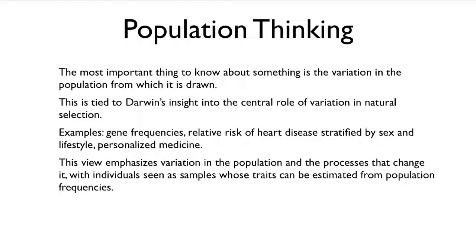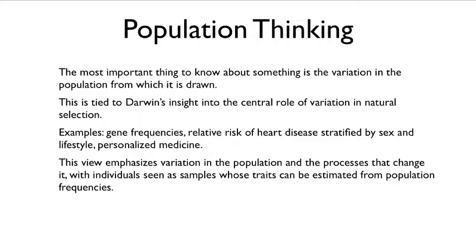And for people who've been used to typological thinking, thinking about variation actually requires a bit of a conceptual leap. That happens when the most important thing to know about something is the variation in the population from which it's drawn. In other words, what kind of a thing is it when we compare it to the other kinds of things that it might be?